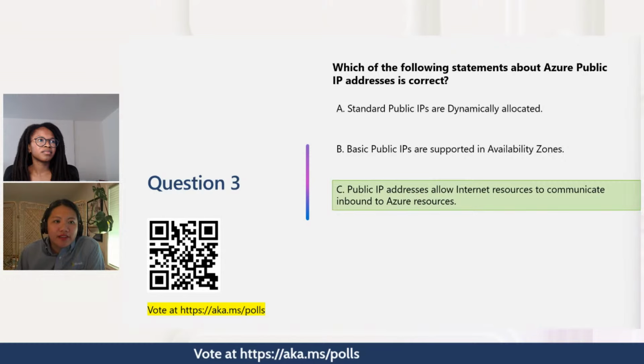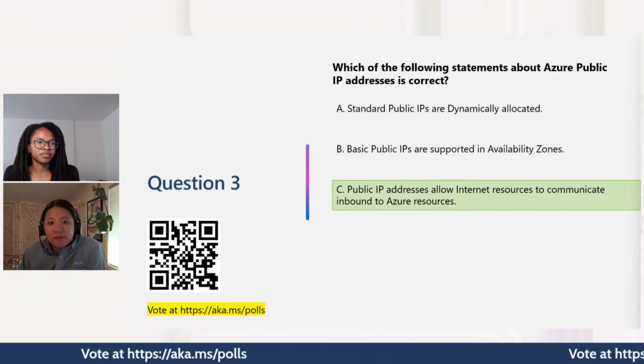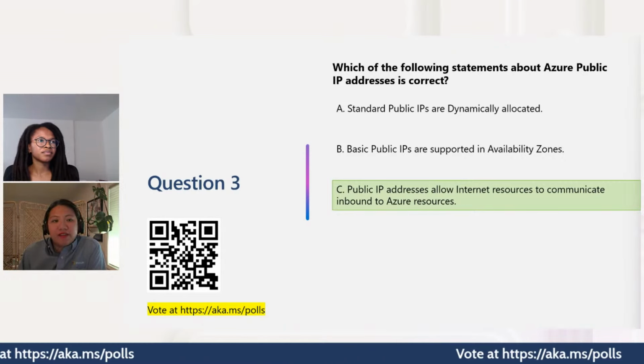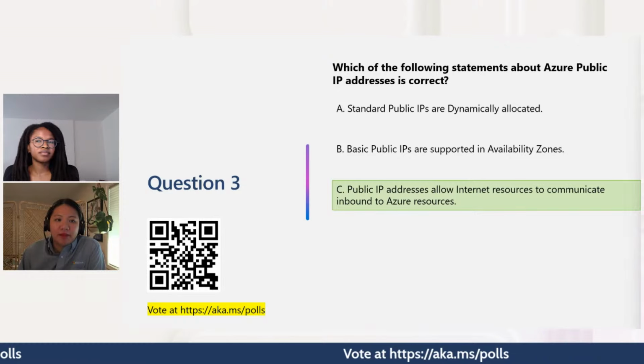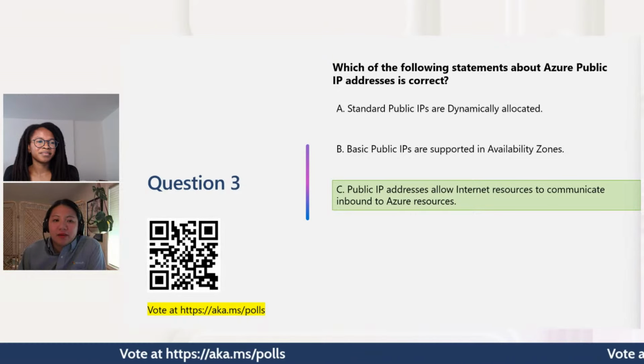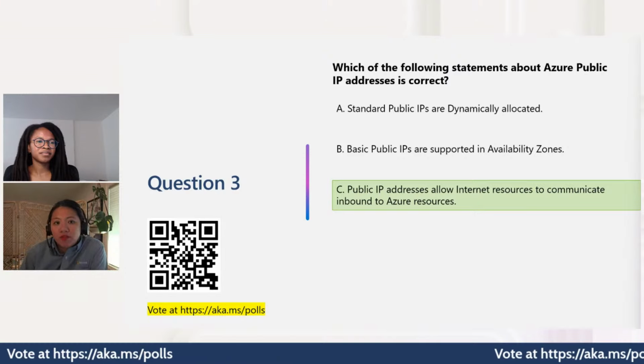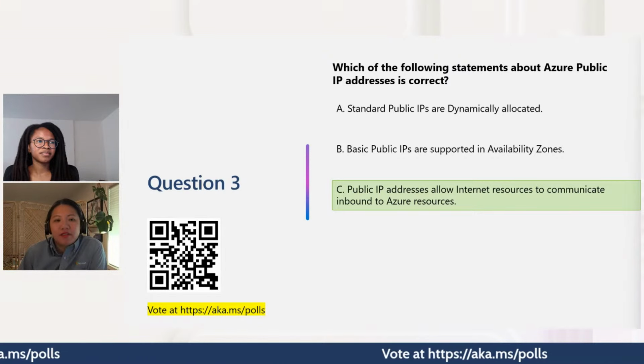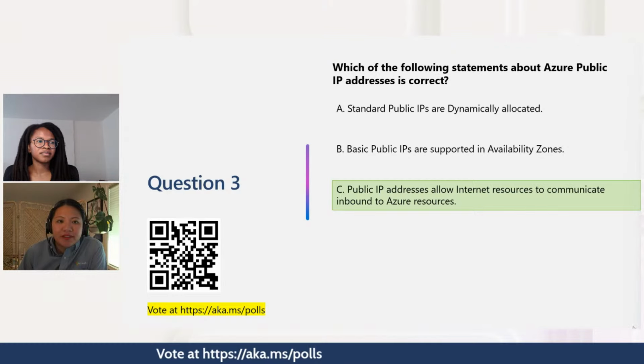So the correct answer for this one is C, public IP addresses allow internet resources to communicate inbound to Azure resources. So an IP address, as I mentioned earlier, is assigned from a pool of available addresses based on the location of the resources. So yeah, thanks everyone for participating.